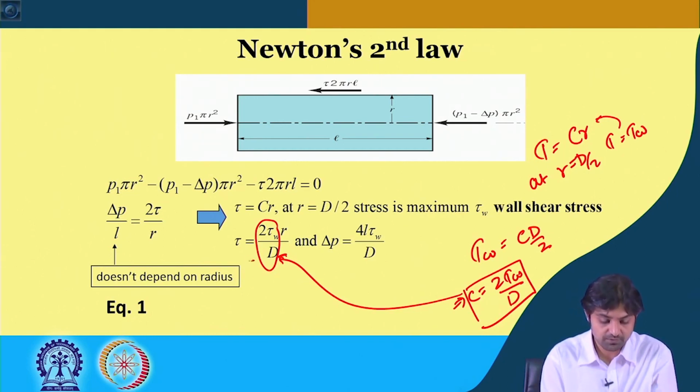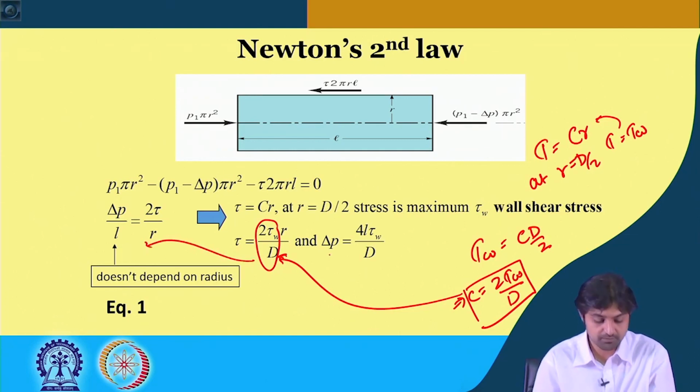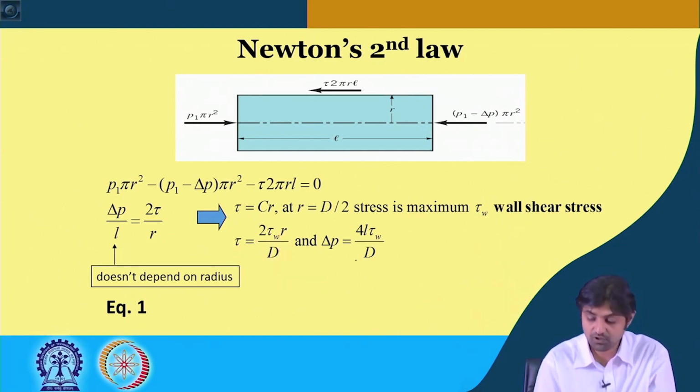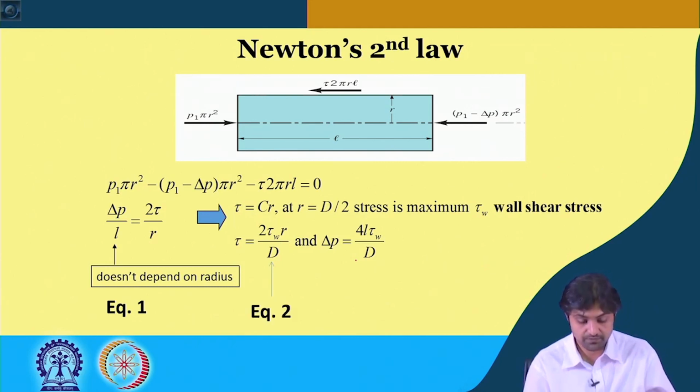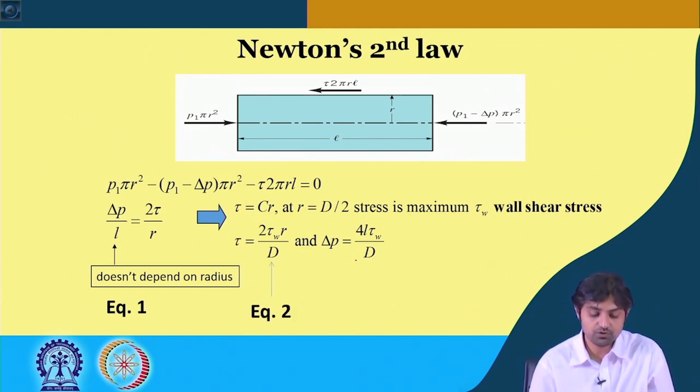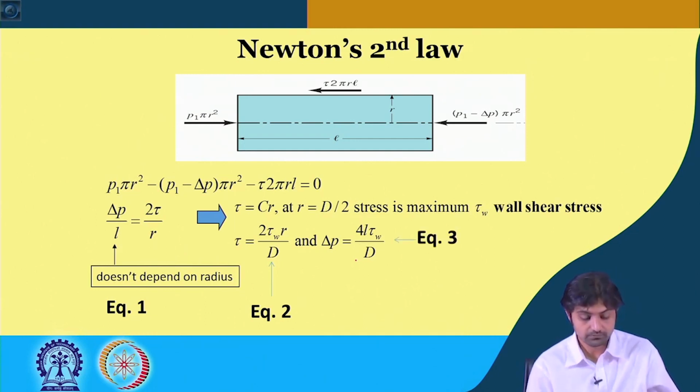Therefore, using this particular equation, we have obtained delta p. So these are some of the important results to remember. This tau is equal to 2 tau w r by D is equation number 2. As you can see, tau is a function of r, and this pressure drop per unit length is constant as 4 tau w by D. All right.